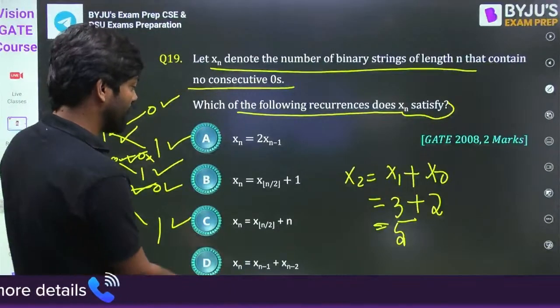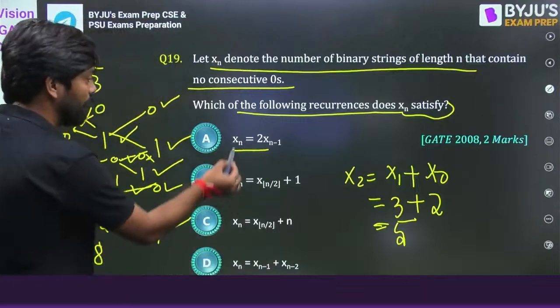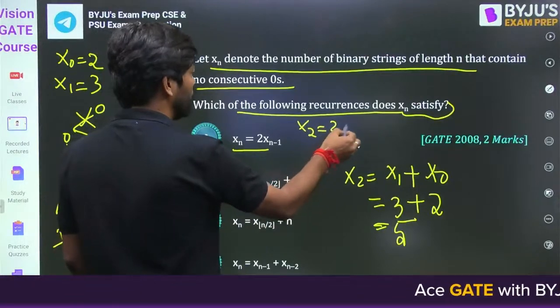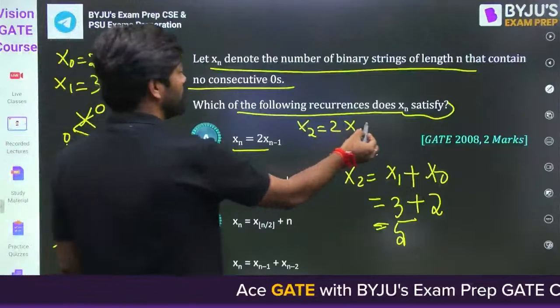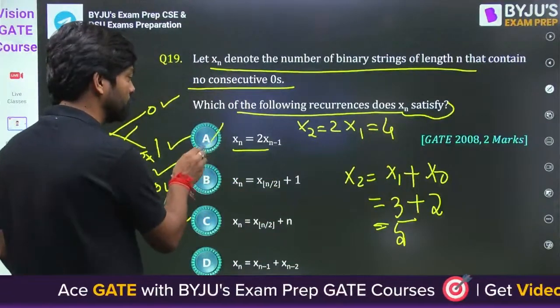If you try xn here also, putting 2, x2 is nothing but 2 times x1. What is the x1 value? It is 2 into 2, which is nothing but 4. So x2 is not 4. So it is incorrect. So A is gone.